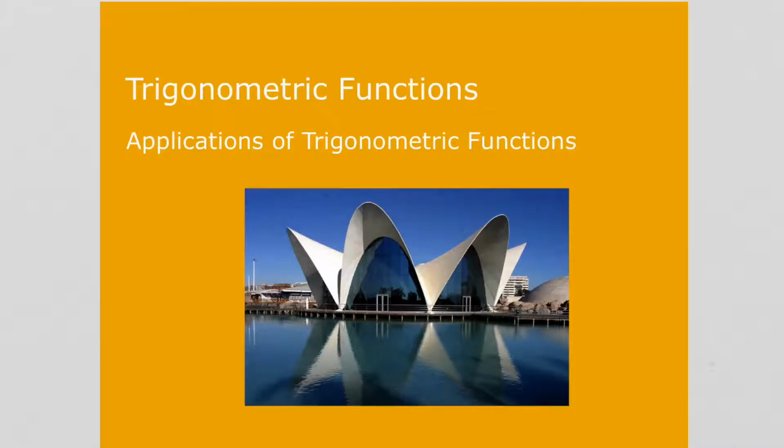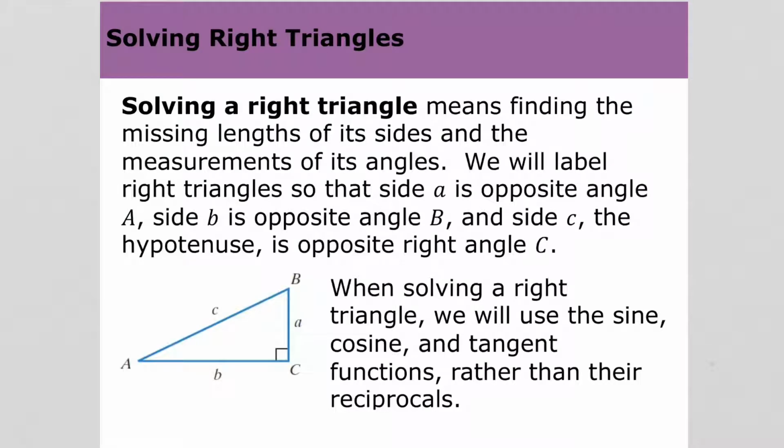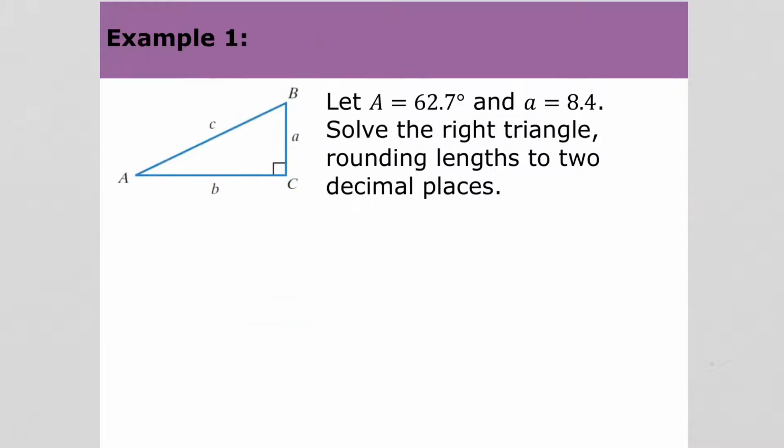This section is going to have us looking at some applications of right triangles. How do we solve a right triangle? Well, we've pretty much looked at a lot of this before. We're just kind of putting it all together. To solve a right triangle, you might be given an angle and a side, or two sides. And when it says to solve it, that means to find the remaining angles and the remaining sides.